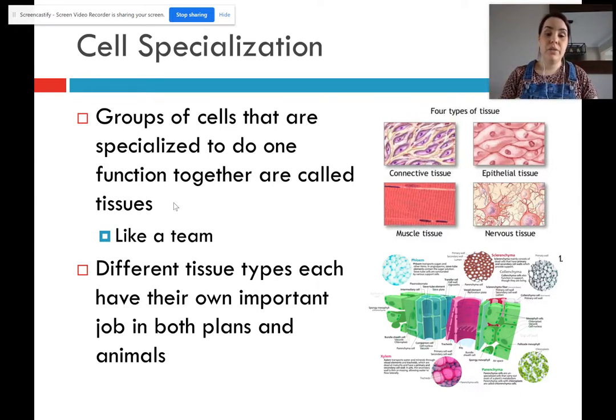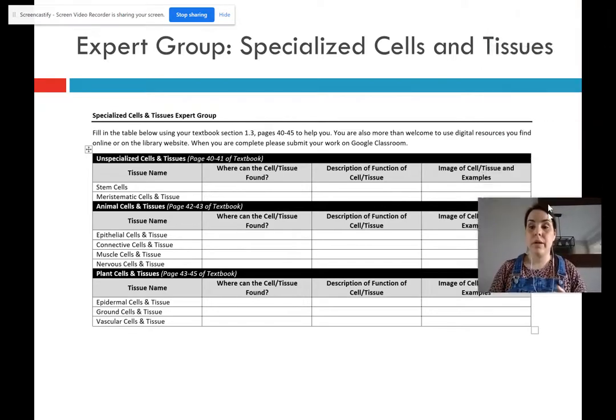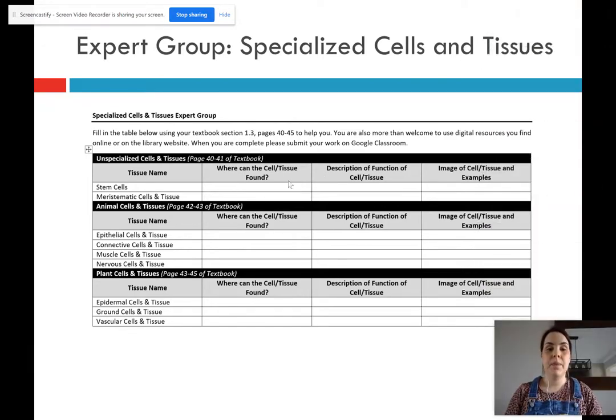Different tissues are going to have different jobs, and they're each going to have their own important type of job in plants and animals, depending on what type of cell they are. So what you're going to be doing for the rest of today's activity is taking a look in your textbook on pages 40 to 45 to explore the different types of tissues and cells that are in plant and animal cells.